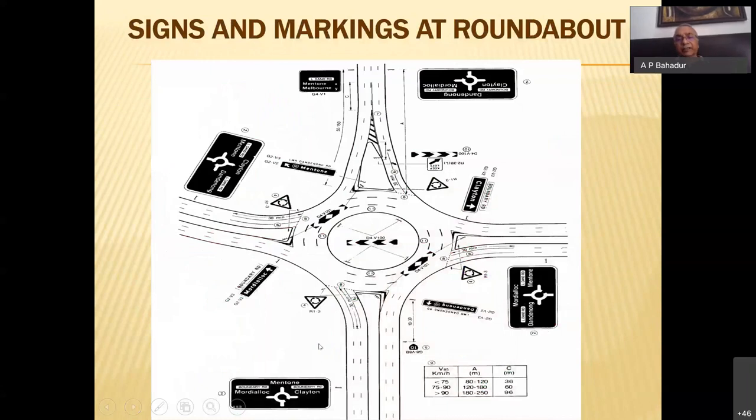Again, a little more detail. This is taken from the Australian practice, as you can see here. First of all, a graphic sign for a roundabout, then a cautionary sign for a roundabout, then a direction sign for this particular destination. And then a sharp deviation sign at the roundabout, as you can see here. Similarly for the other arms also, and then provided with the markings. We'll see more details about the markings.